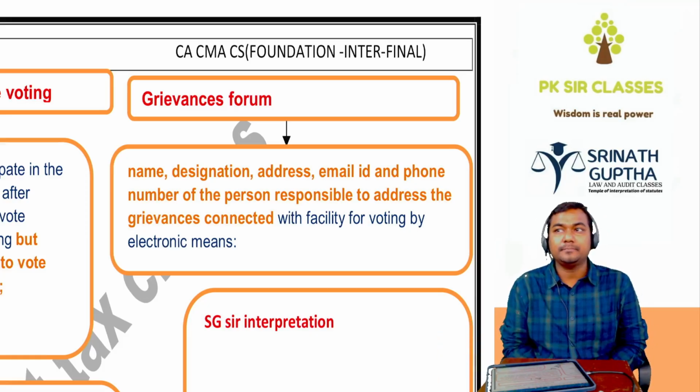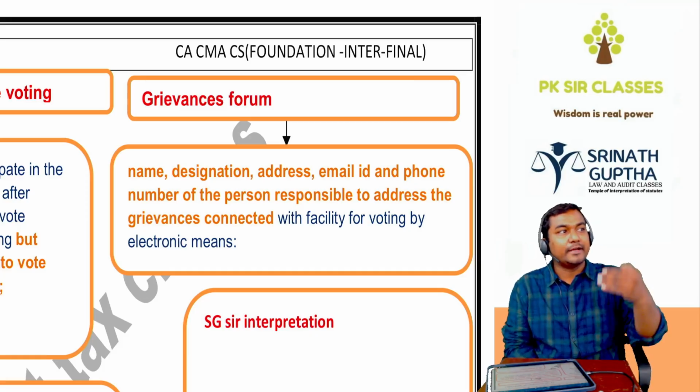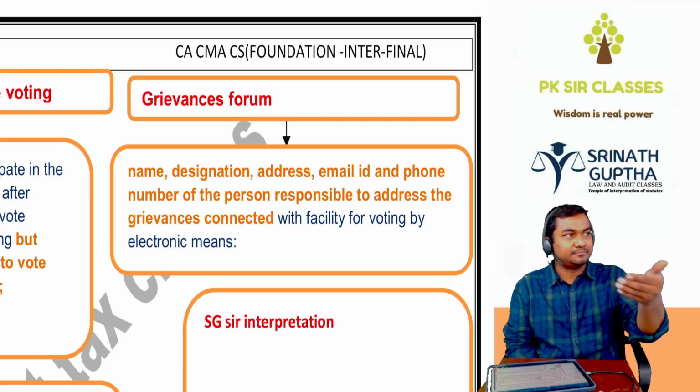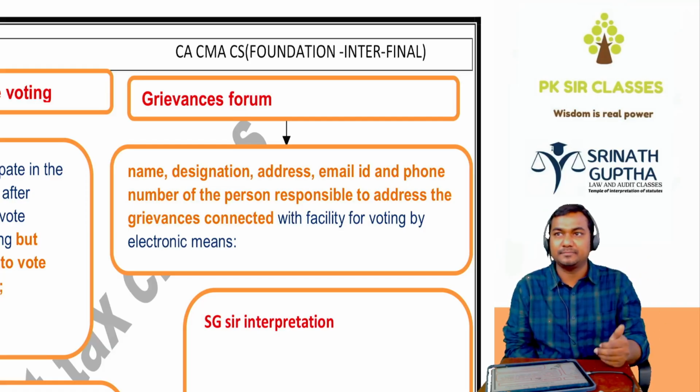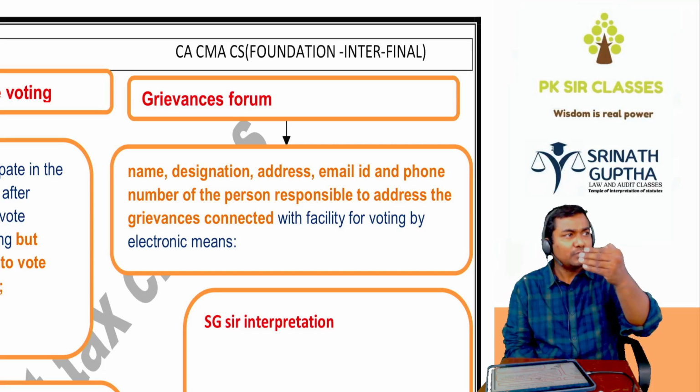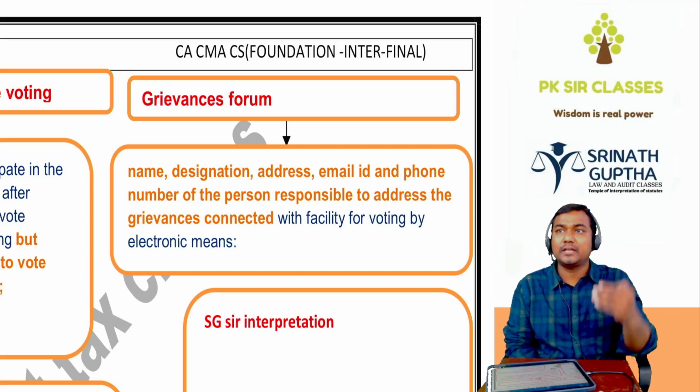Company has to appoint the grievance forum. Grievance means problems. So while trying to vote electronically, if you're unable to vote electronically because you're unable to get the password, unable to generate the password, unable to understand how to log in, so a grievance forum should be there. That person will help you to log in and to vote electronically.